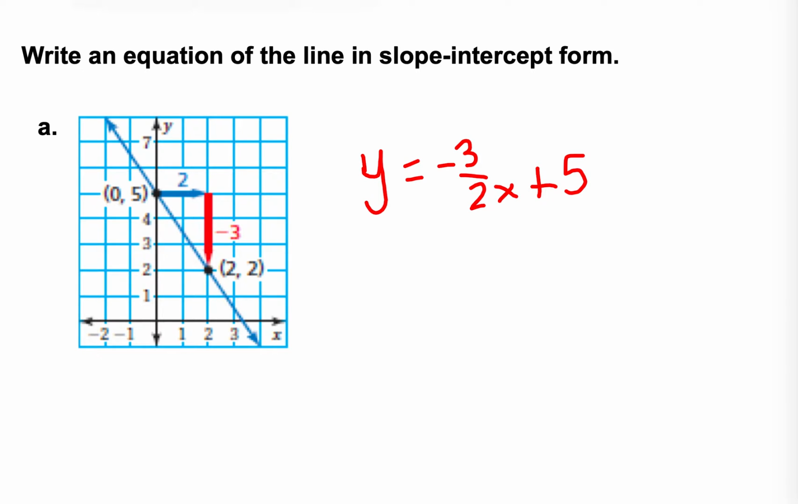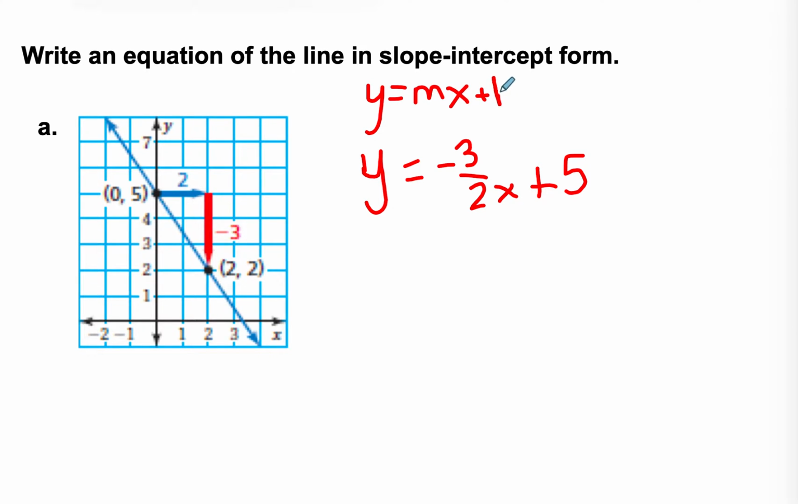All right, so we looked at slope-intercept form earlier in the chapter, and basically that is an equation that is solved for y. The number in front of the x, the -3/2, stands for your slope, and the number that is by itself is your y-intercept. Just as a reminder, slope-intercept form is y equals m, which is your slope, x plus b, which is your y-intercept.